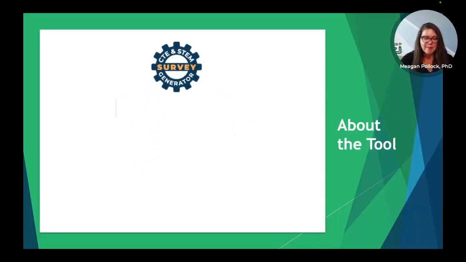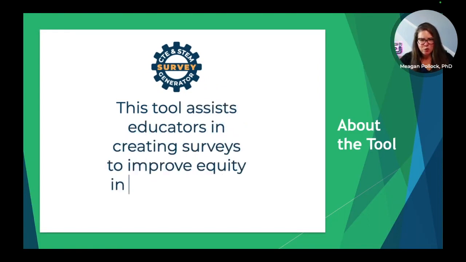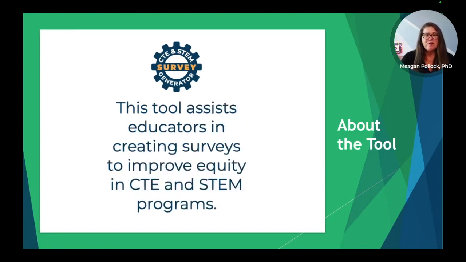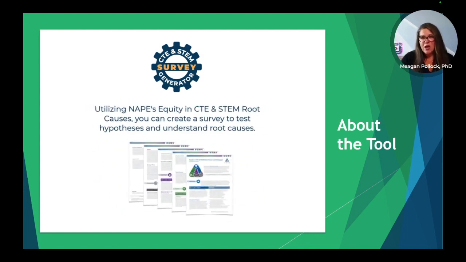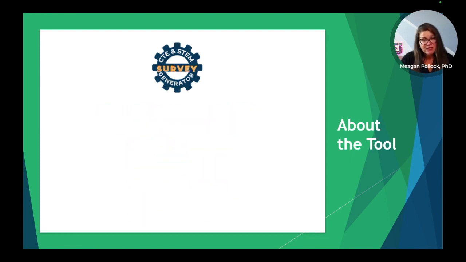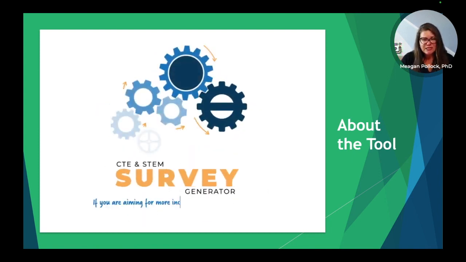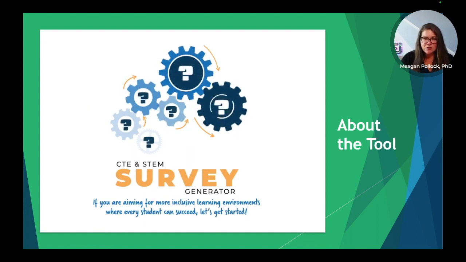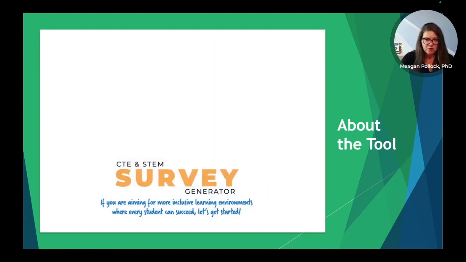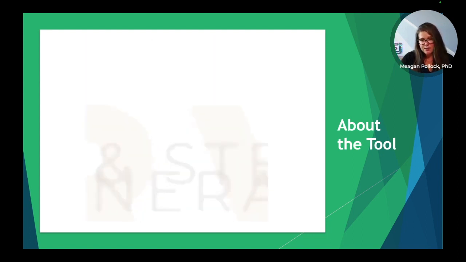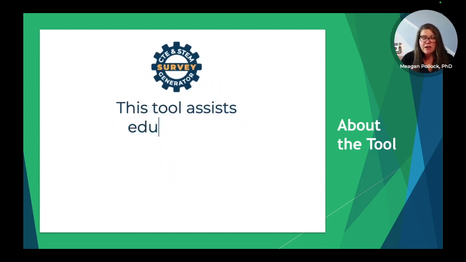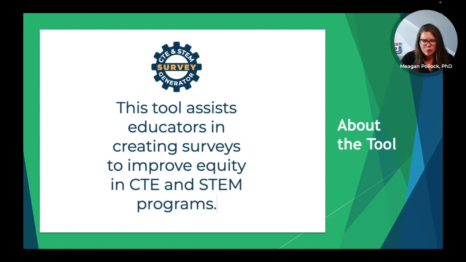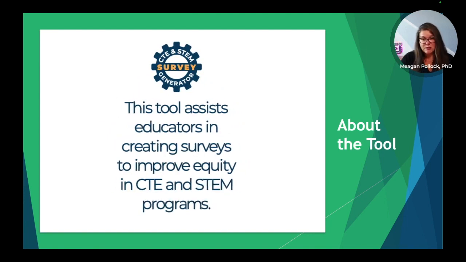The CTE and STEM Student Survey Generator is an innovative tool designed for educators to develop surveys that effectively address equity issues in CTE and STEM programs. Utilizing the framework of NAPE's 15 root causes allows for creating specific hypotheses. Educators can choose from hundreds of tailored questions for open-ended or Likert scale surveys focusing on up to 3 root causes. This level of customization ensures the surveys are relevant and instrumental in identifying the real reasons behind participation disparities.